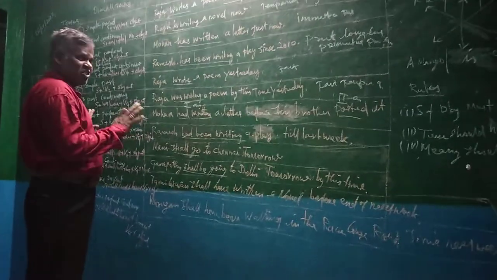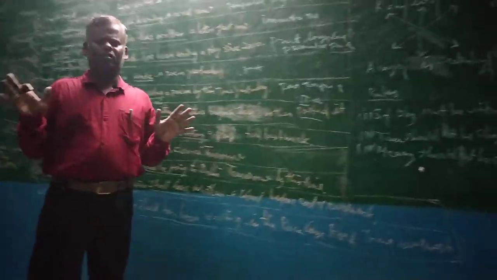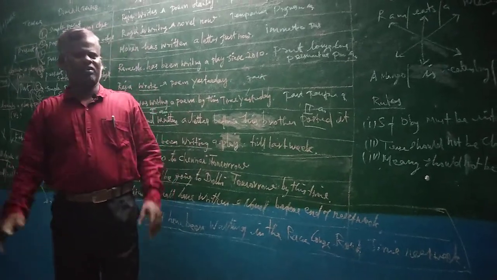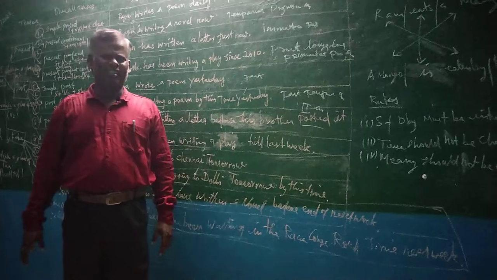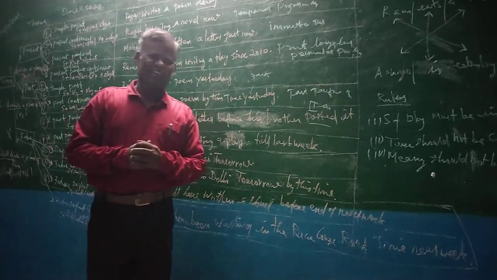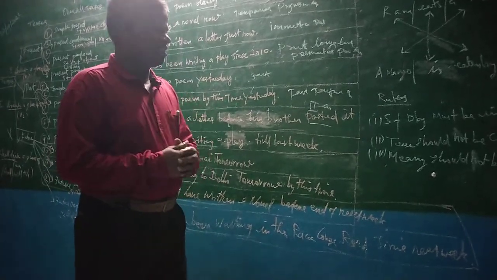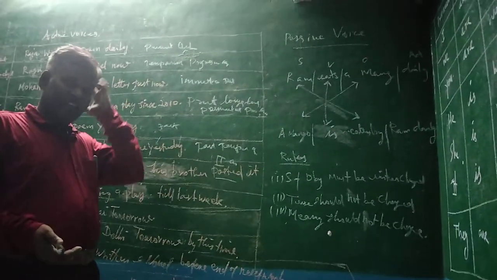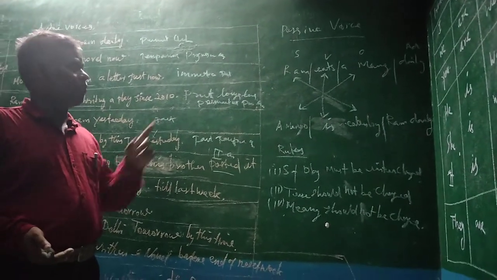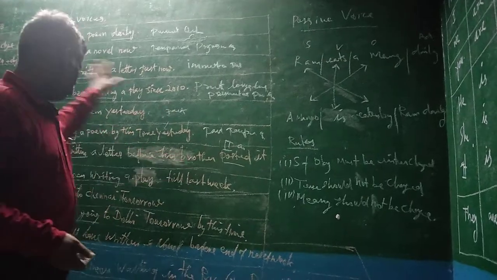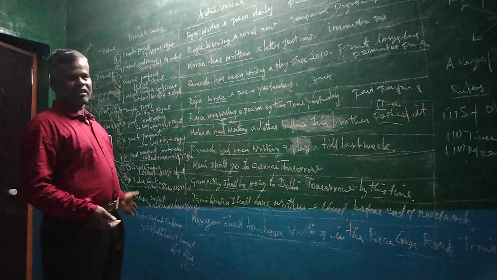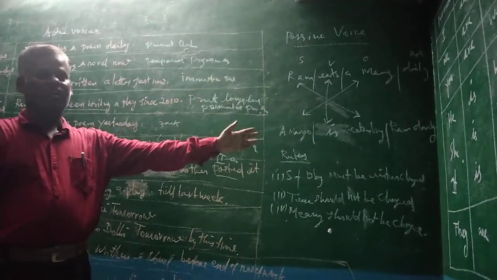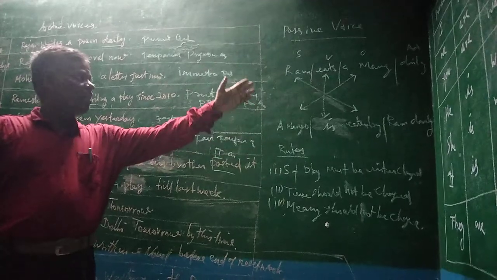Like that, we must have thorough knowledge about all the 12 kinds of active voice. It is very necessary, and the old usage should not be used, that is cliche. Now in the next class I am going to discuss the passive voice. We have discussed the active voice, all the 12 types. Next time we are going to discuss part 3, the passive voice.